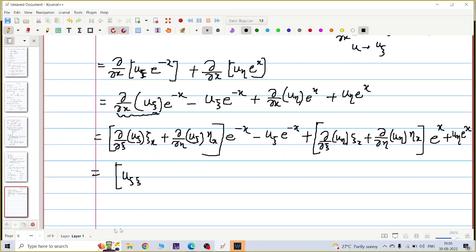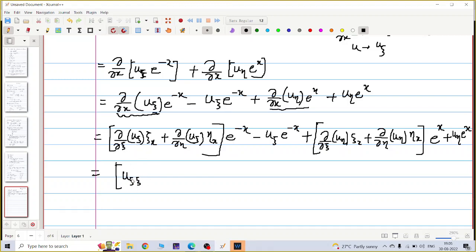So the same thing. The differentiation is del xi of u xi into xi x plus del eta of u xi into eta x. Now from here also replace u by u eta. Then you get del xi of u eta into xi x, del eta of u eta into eta x. This is okay. Yes, sir. Correct, sir.